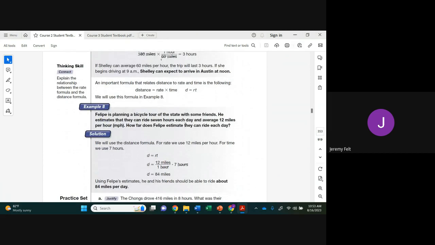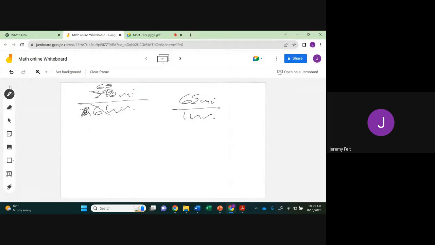Okay, using our distance formula, Felipe is planning a bicycle tour of the state with some friends. He estimates that they can ride 7 hours each day at 12 miles per hour. How far does Felipe estimate that they can ride? So 12 miles per hour for 7 hours. When we're doing this and we're multiplying, so for 7 hours at 12 miles per hour, we're going to multiply these to get our distance, rate times time. So here's our time, here's our rate. We're going to multiply in any order.